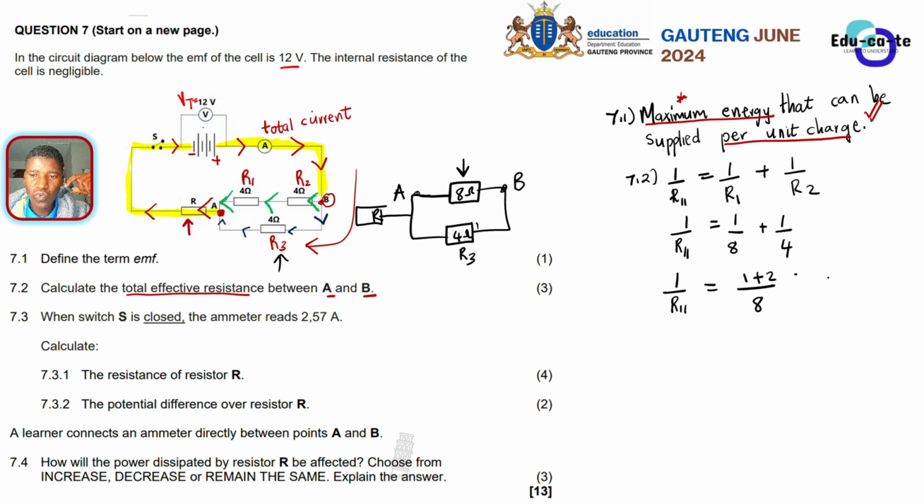So that's going to be 3 over 8. So 1 over R parallel is equal to 3 over 8. But here, we are not looking for 1 over R parallel. We are looking for R parallel, right? So we are supposed to actually switch the terms. What was the numerator has to go up. It becomes the denominator. What was the denominator goes down. What was the denominator will go up and become a numerator, and what was the numerator will come back down and become a denominator.